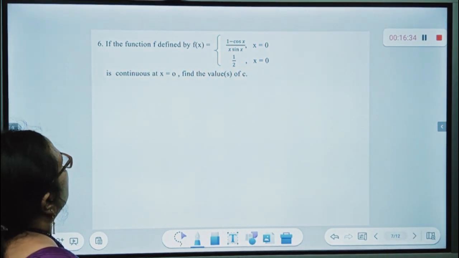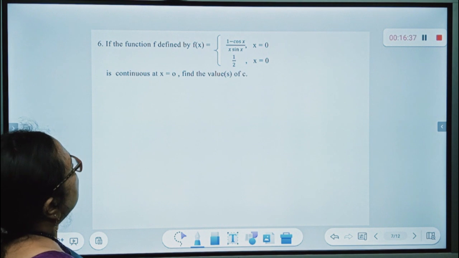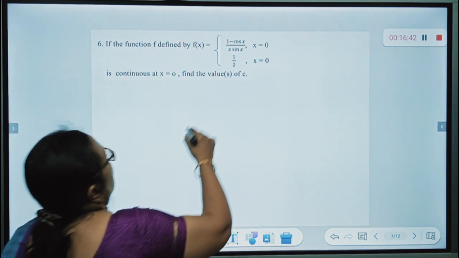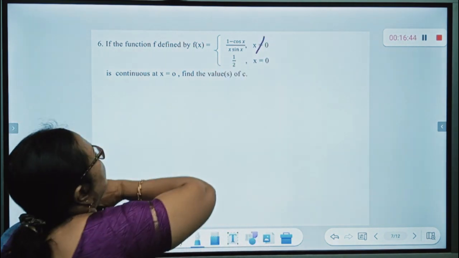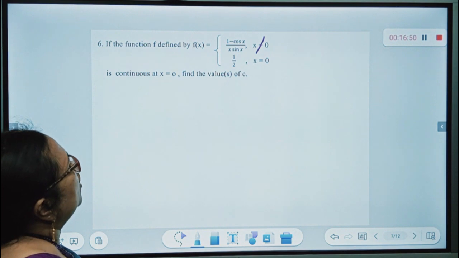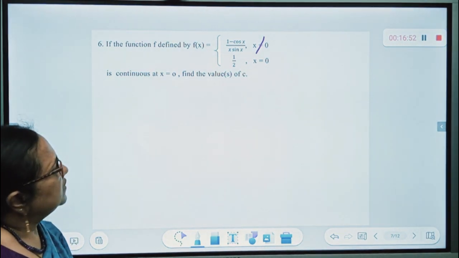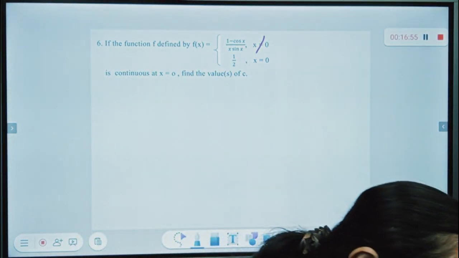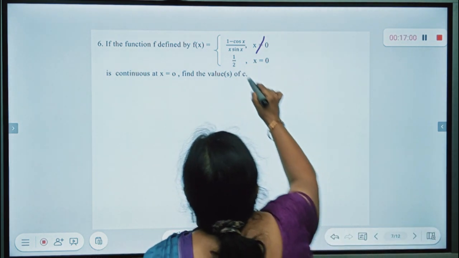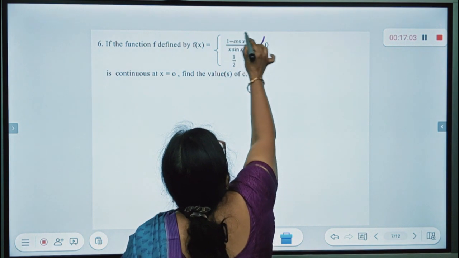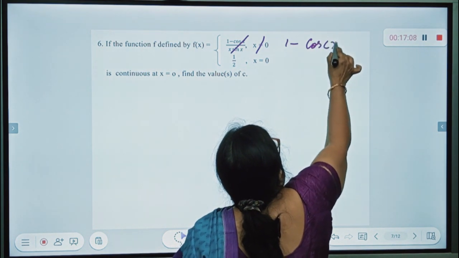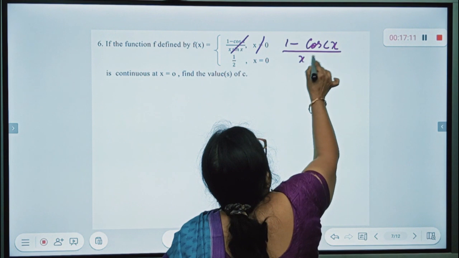Now look at this problem. If the function f is defined by f of x equal to 1 minus cos x by x sin x, when x is not equal to 0, and half when x is equal to 0, and it is given as continuous at x equal to 0, you have to find the value of c. It should be 1 minus cos cx, I think. This is 1 minus cos cx divided by x sin x.